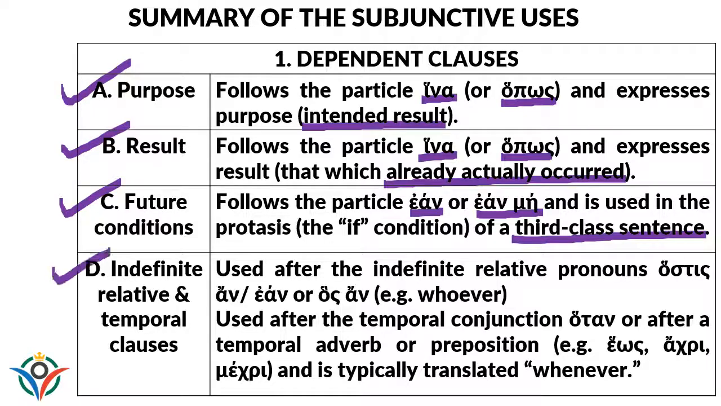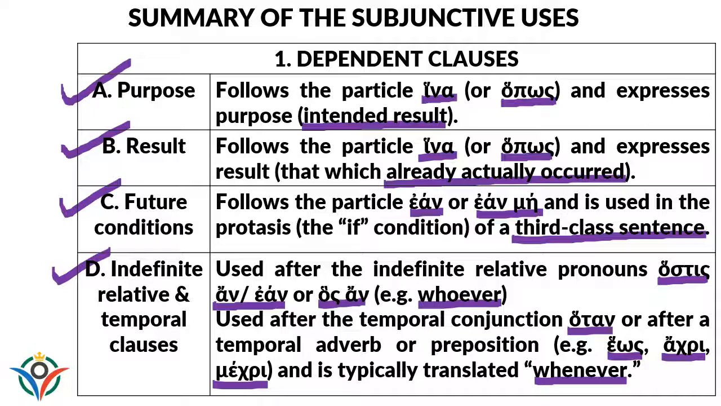And then finally, we looked at the indefinite relative and temporal clauses. Firstly, the indefinite relative clause is used after the indefinite relative pronouns hostis an or ean, or hos an, and we can translate that as whoever. And then the temporal clauses are used after the temporal conjunction hotan, or after a temporal adverb or preposition: heos, achri, mechri, etc., and is typically translated whenever.